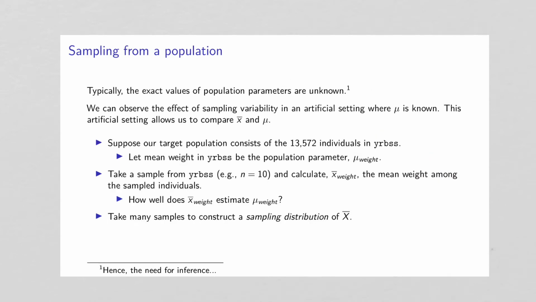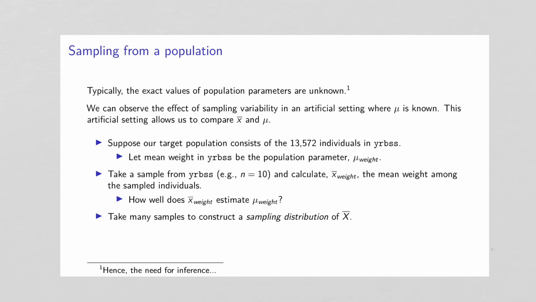So typically the exact values of the population parameters are unknown. We typically don't know what 21 point something million children's mean weight is. We can observe the effect of sampling variability in an artificial setting where mu, the population parameter, is known. This artificial setting allows us to compare X bar and mu.